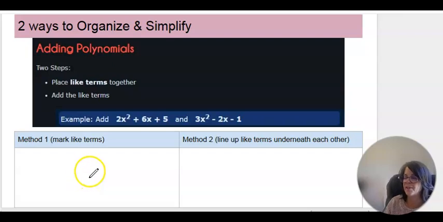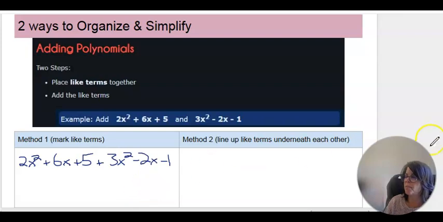So there's two ways that you can organize adding or subtracting like terms. And I'm going to show you both ways, but it's best if you stick with the one that you like the best. So the example here says to add these. And when we're adding, we can just make a big string of terms. We're adding, so we'll have plus in between these two polynomials.